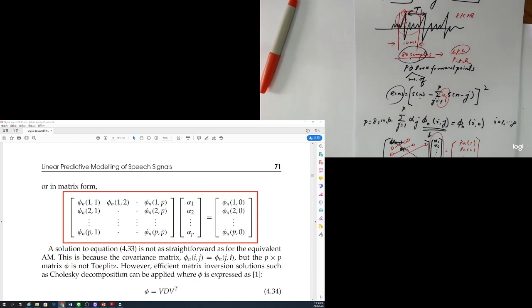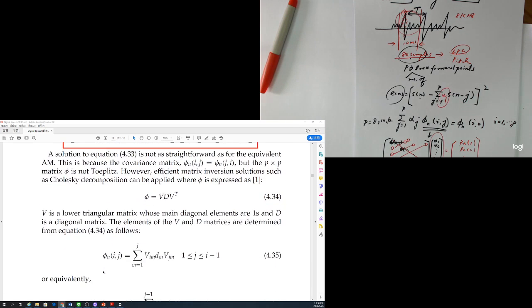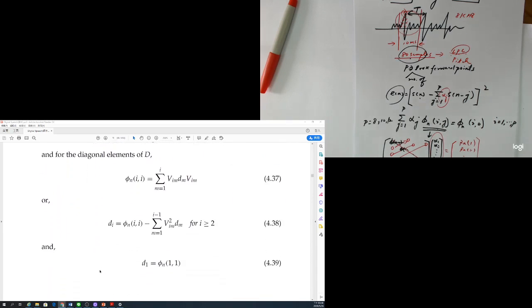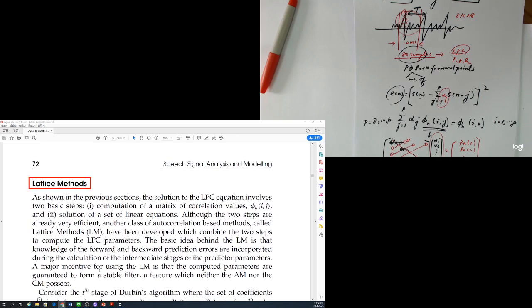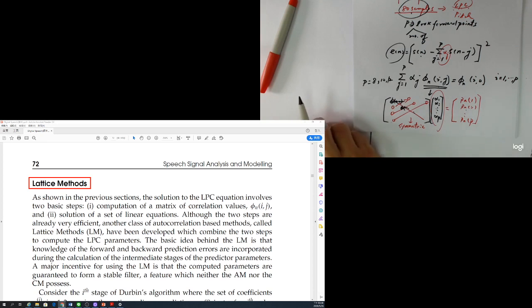Ij is Nji, so they are a little bit the same, but the diagonal is not the same. So for this one, it's not the Durbin method, they are using the Cholesky decomposition to do this work. So they call it the covariance method. They also use an iterative methodology to do it. The other one tries to solve the inverse matrix in a different way. They call it the lattice method.